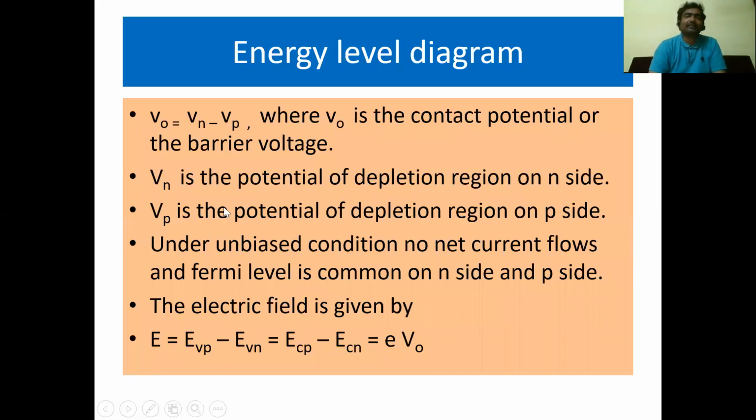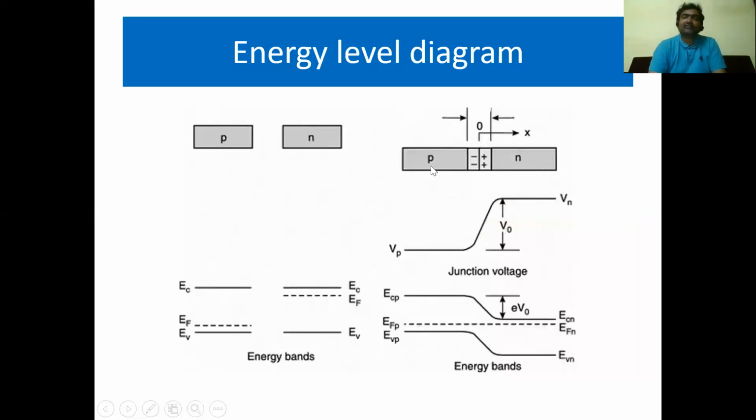The same I represented as a mathematical term: V0 equal to Vn minus Vp. Under unbiased condition, no net current flows and the Fermi level is common on the N side and P side. So when there is no battery connected to the P and N regions of the diode, there is no flow of current, which means electrons cannot flow from this side to this side, and holes cannot flow from this side to this side. So there is no current, and you can observe there is a common Fermi level for both the regions, P region and N region.